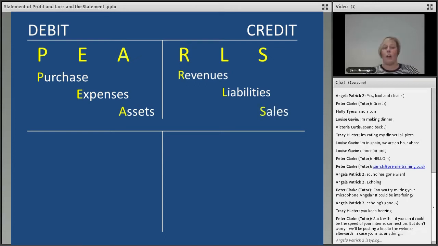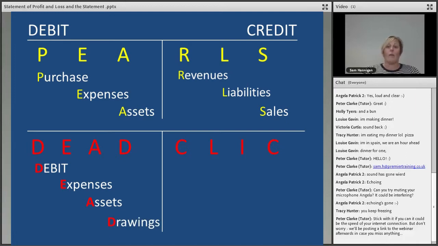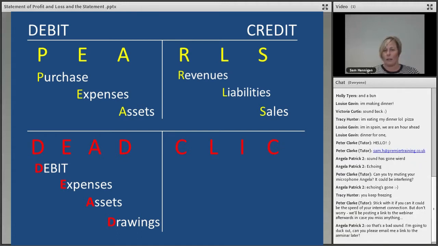The alternative to pills is dead click, which basically means we're going to debit our expenses, we're going to debit our assets, and we debit our drawings. Now remember, drawings are an expense to a business because the owner is taking money out of the business, or they could be taking goods out of the business. But when it comes to sole trader accounts, we have to add these back in for tax purposes. So this is just an accounting transaction, okay?